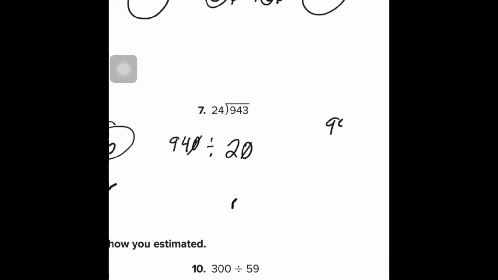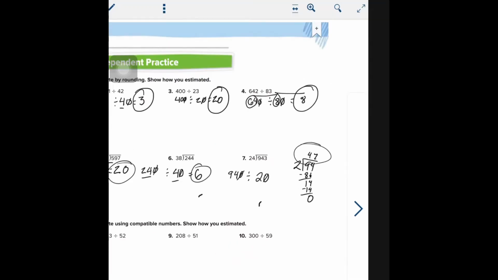Then we have 94 divided by 2. 2 will go into 9 4 times. 4 times 2 is 8. 9 minus 8 is 1. Bring down the 4. 2 will go into 14, a beautiful 7 times. 7 times 2 is 14, which leaves 0. So then my answer is going to be 43.